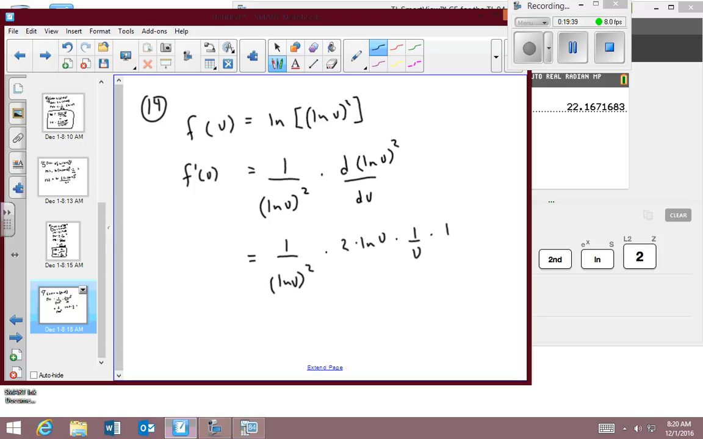So that's what that would be. Understand this one right here is actually taking the 2 out in front, ln of v to the first power. So now then, this ln v reduces this to 1, and we have a 2 in the numerator over v ln v.